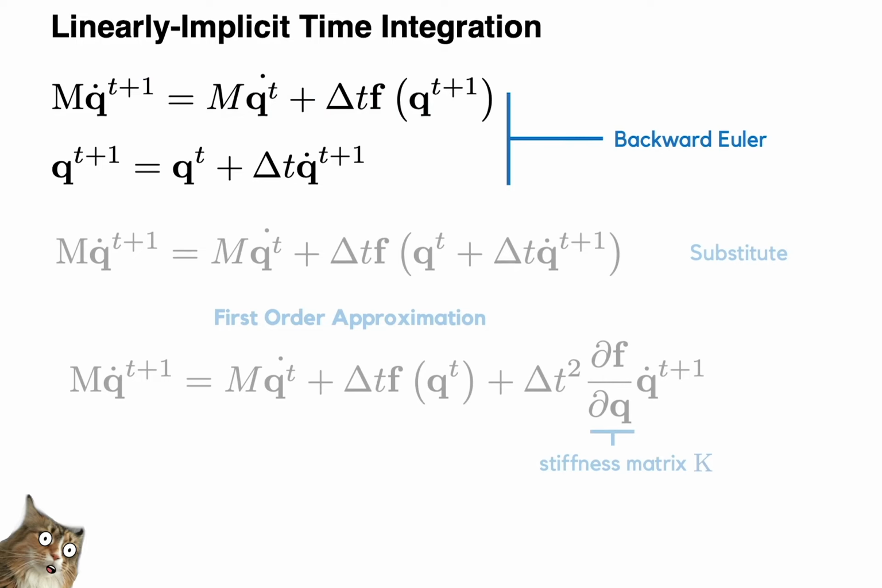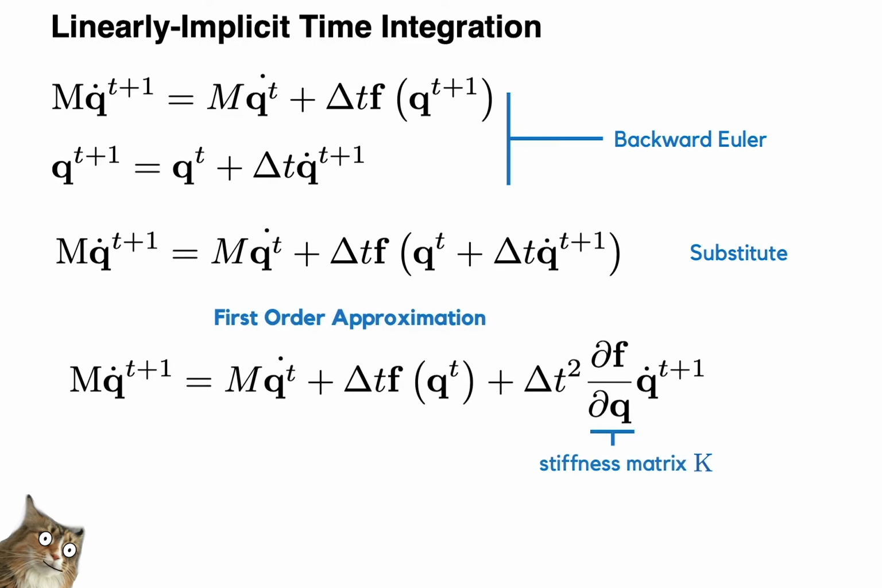We take a backward Euler time integration scheme as a starting point. Unfortunately, our bunny potential energy is nonlinear, so we aren't going to get a nice update formula like we did for our linear 1D spring. Instead, we're going to build a simple approximation. We start by substituting our position update into our velocity update equation. Next, we build a first-order approximation using the Taylor expansion of the force around the current configuration Q at t.